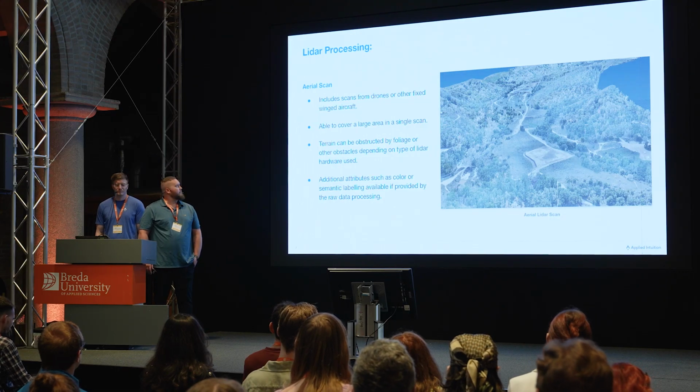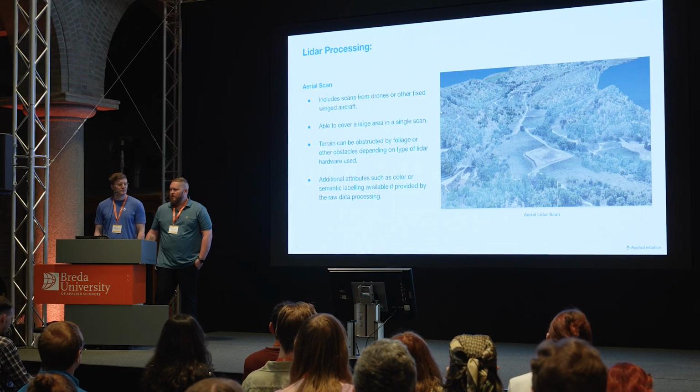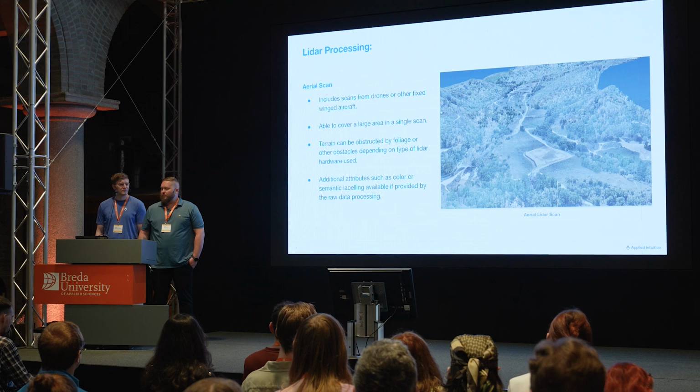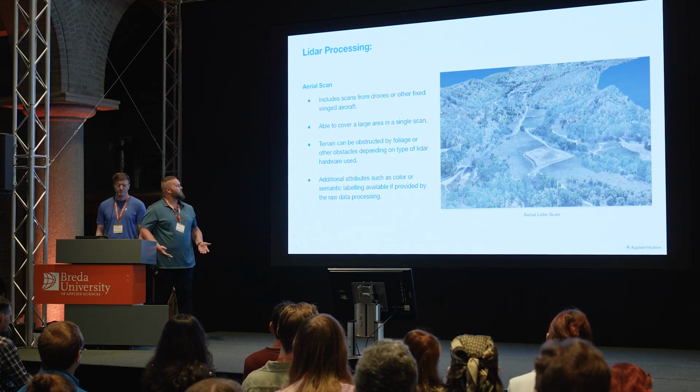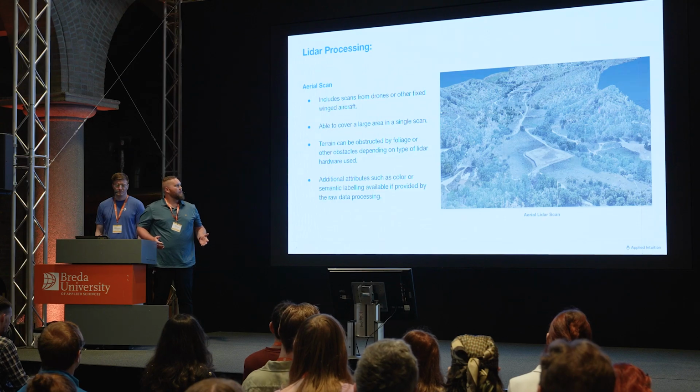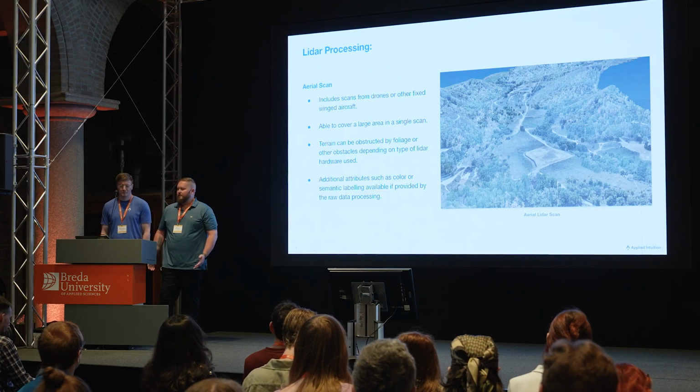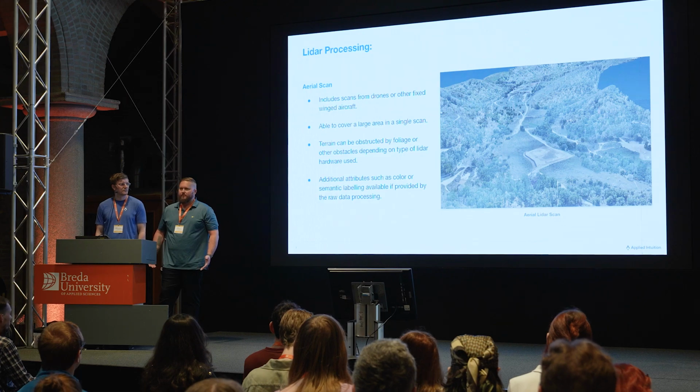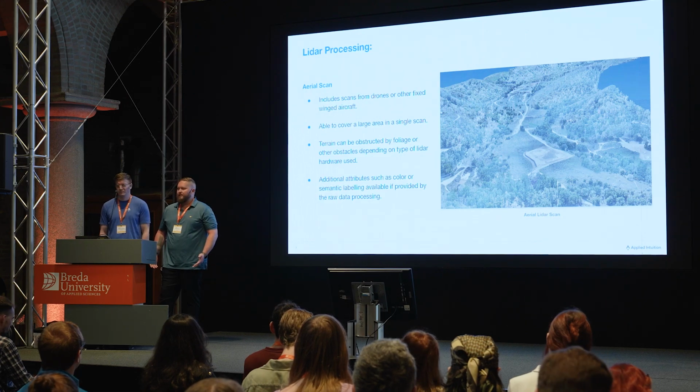Utilizing LiDAR, there are two main types of LiDAR that we primarily use. The first one being aerial scan. Utilizing drones or any other fixed-wing aircraft gives us a quick view of a large area, and lets us make a very large map very quickly. The downfall is that the terrain can be obstructed by foliage or other obstacles, depending on the type of hardware used for the LiDAR.